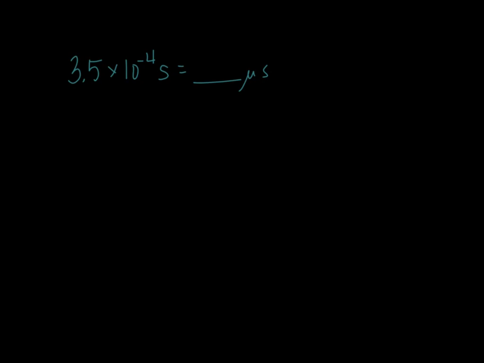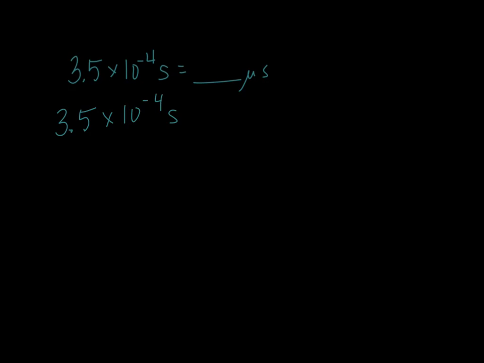All right, so this is the metric system. The metric system is easier, but it takes students longer to get used to in America because we're not used to dealing with it all the time. And so we're going to do this the same way we do the other ones. I've got 3.5 times 10 to the negative 4 seconds, and I want to know how many microseconds that is.